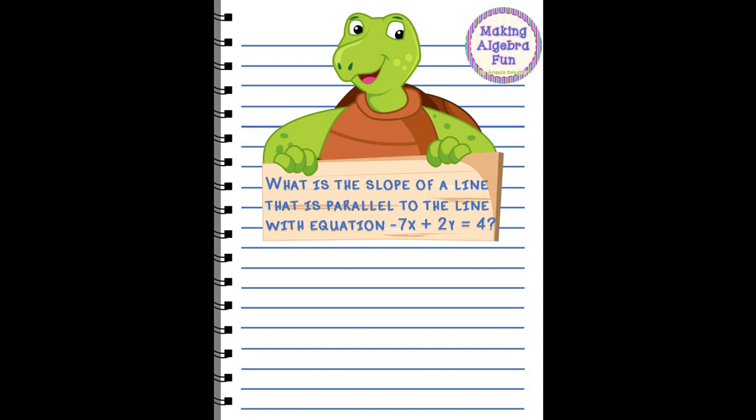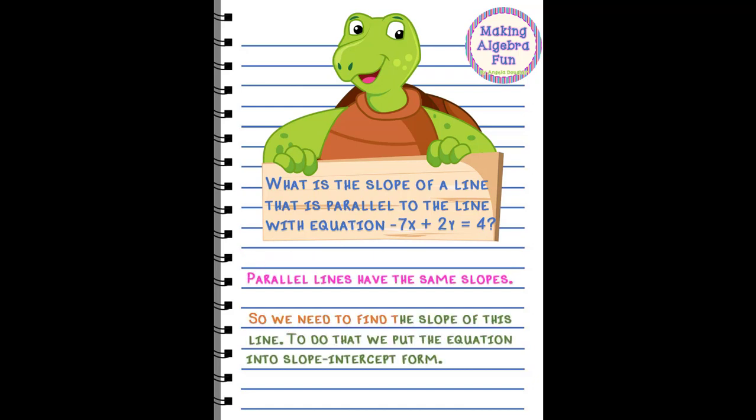What is the slope of a line that is parallel to this line? Now, this one's a little harder because it's not in slope-intercept form. So we're going to have some work to do here. What we need to do is find the slope of the line, and to do that, we have to put the equation in slope-intercept form.